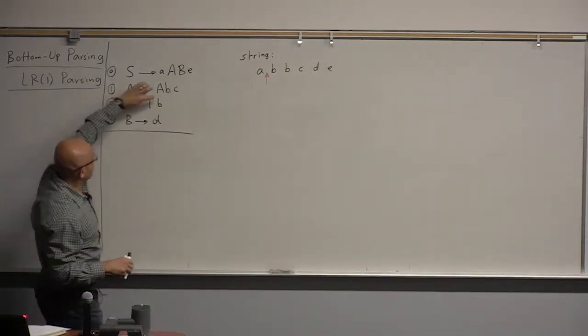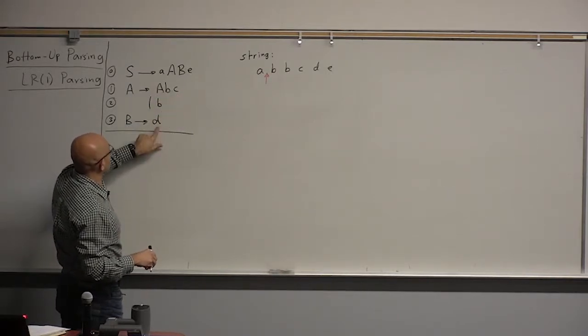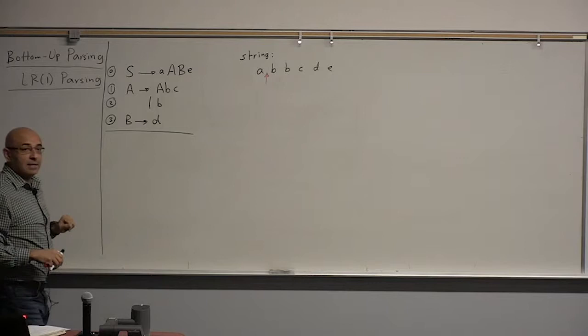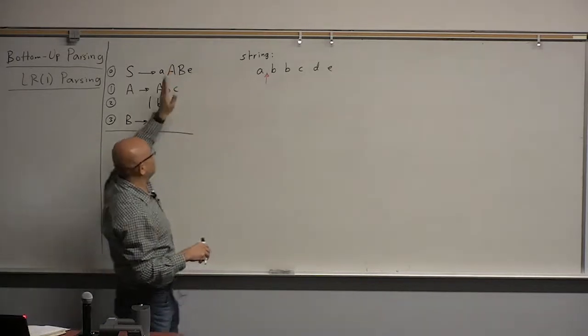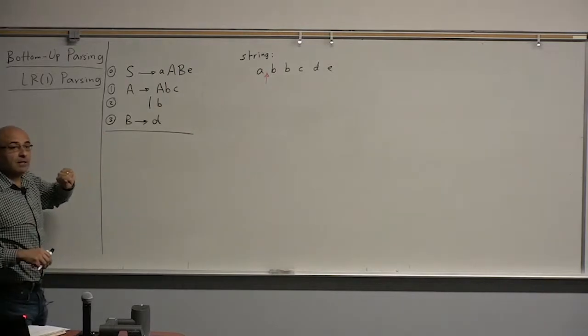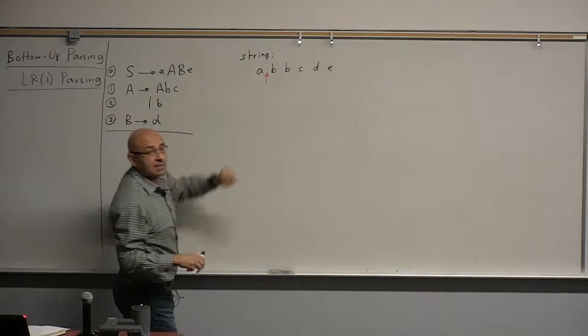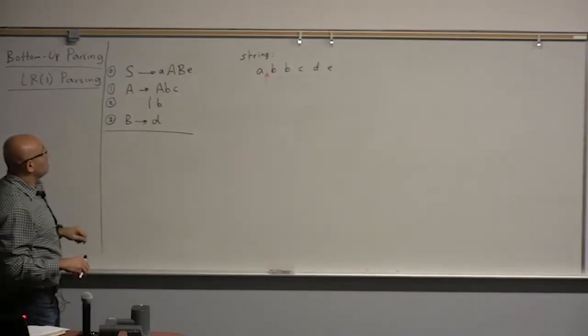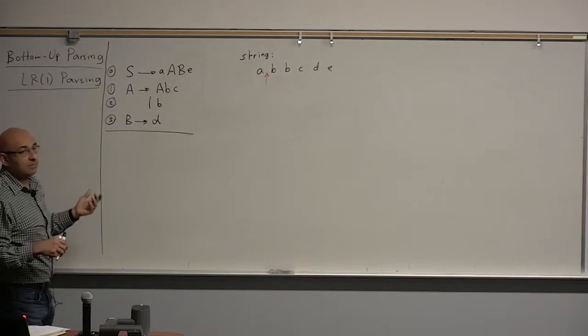So this is a rule. This rule ends with C. This rule ends with B. This ends with D. And this ends with E. So A never appears at the end of a rule. So we know that we cannot make a reduction with an A, because there is no rule that ends with an A. So when we can't make a reduction, when we can't reduce, we shift.